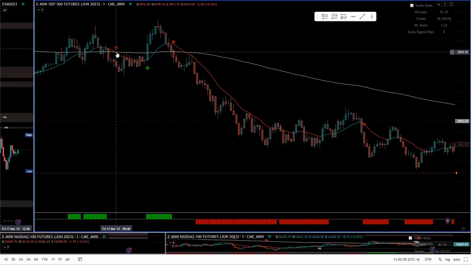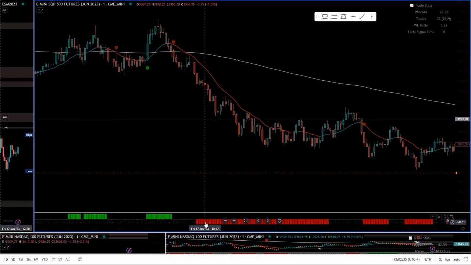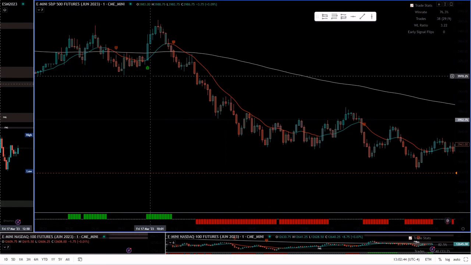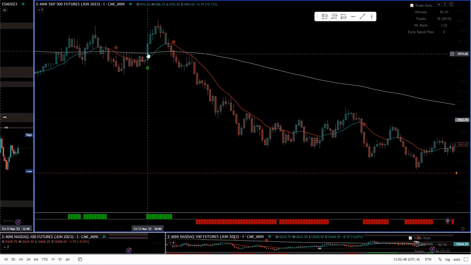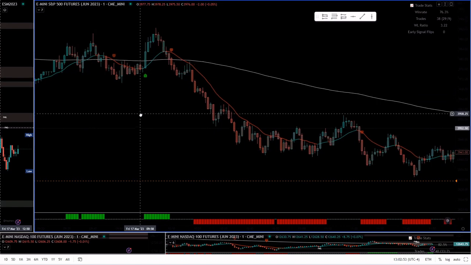Next thing I look for is price below this white line. Yes, it is below the white line. Next thing I look for is, do I have red down here? No, I don't. So it's not a confirmed alert, so I would not enter this trade. This one here, we got the green flag. Is it above the white line? Yes. It closed above the white line. Do we have green? Yes, we have green.